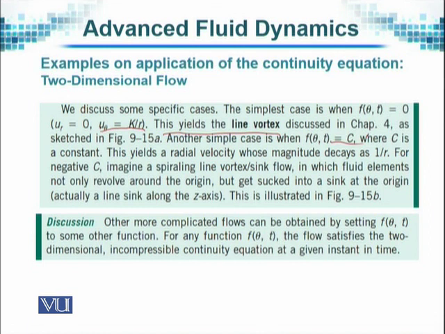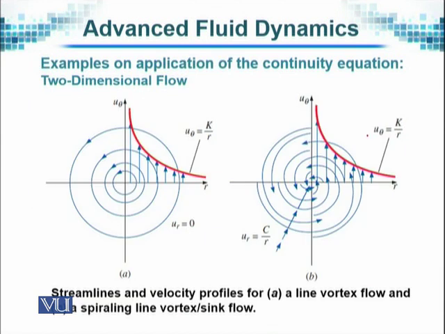There can be more complicated functions also that can satisfy this continuity equation in such situations. If the function f that is assumed to depend upon theta and t actually depends on one of these variables or both of them, then of course the function becomes more complex and the flow field will be more complex and could be dealt with as required.